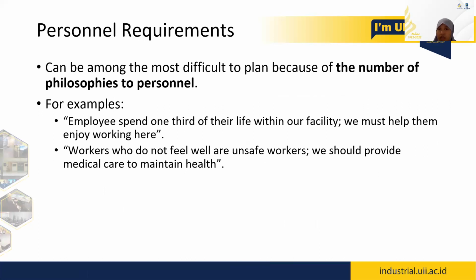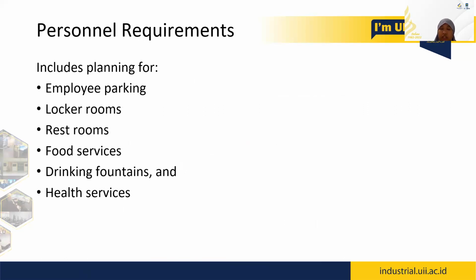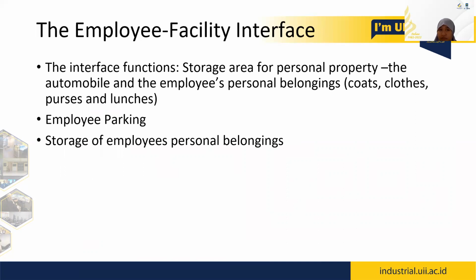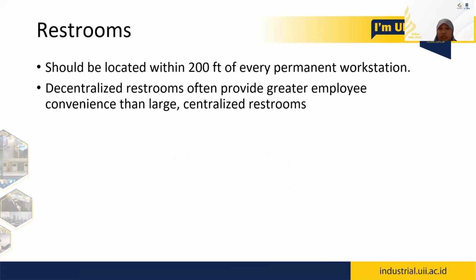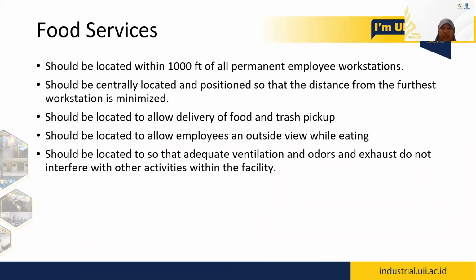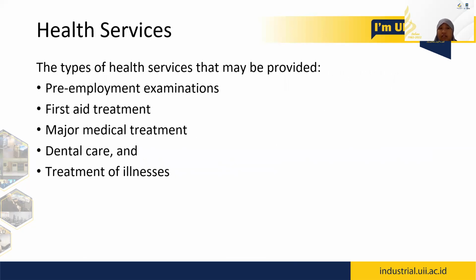For the personnel requirement, usually it includes parking lot, locker rooms, restroom, food service, drinking fountain, and health service. Okay, so usually people have the locker room for their employees and probably some other room like the toilet. It should be within 200 feet from every permanent workstation, and it should be decentralized. Okay, food service should be centralized, usually in the center of the whole facility, while the health service will depend on the type of industry that you have.